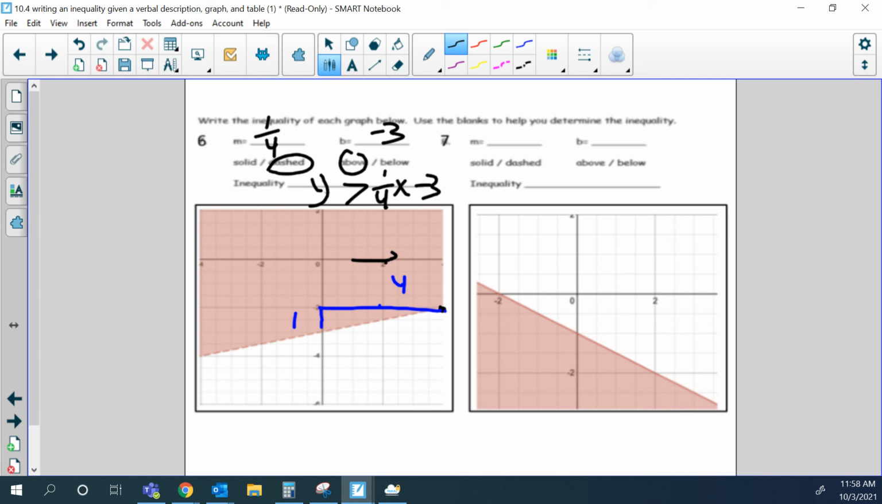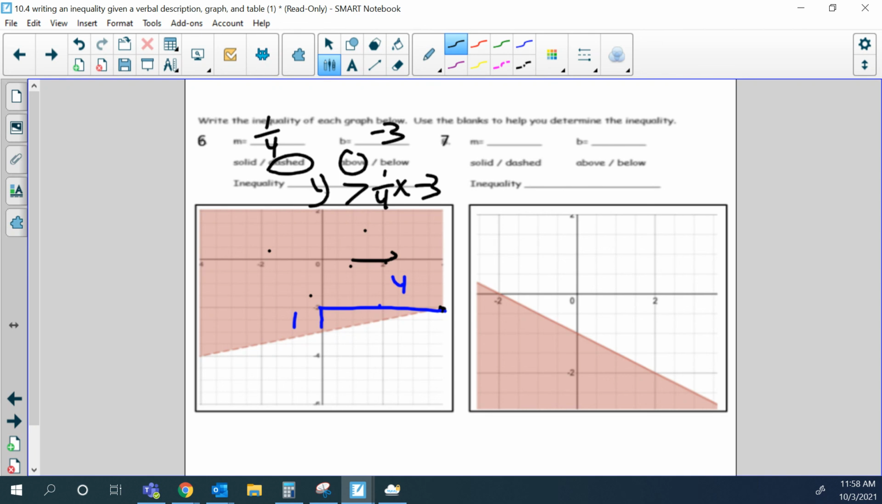So I didn't say this before. Any points in the shaded area will make the inequality true. It will be a solution. Any point over here in the shaded area is a solution to the inequality. All right. And then number 7, I think that's the last one.